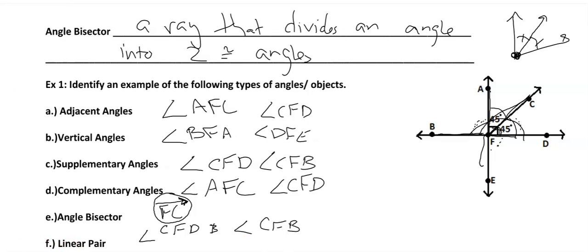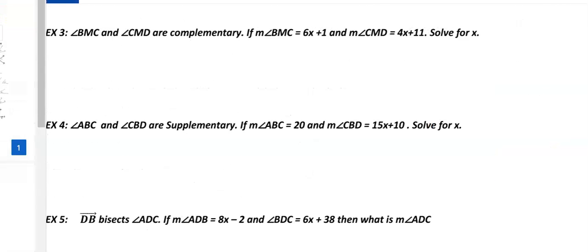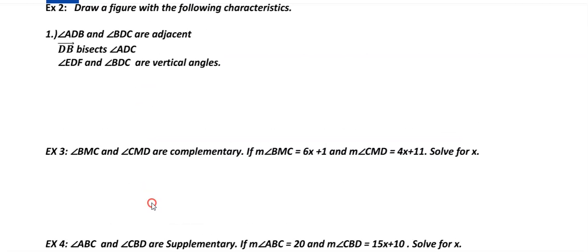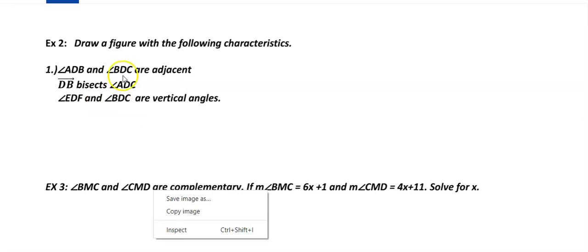All right, the next page. Here we go. Pencil, options, stroke. All right. So on this problem right here, it asks us to try to make a drawing of a figure that has all of those characteristics.